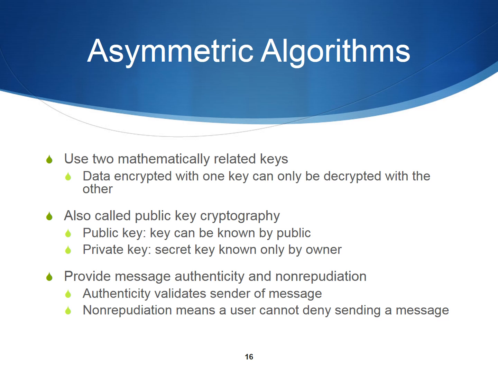Asymmetric algorithms. Asymmetric algorithms use 2 mathematically related keys. Data is encrypted with one key and can only be decrypted with the other, also called public key cryptography. The public key can be known by the public, but the private key is a secret key only known to the owner. This provides messaging authenticity and non-repudiation. Authenticity validates the sender of the message, while non-repudiation means a user cannot deny sending a message.